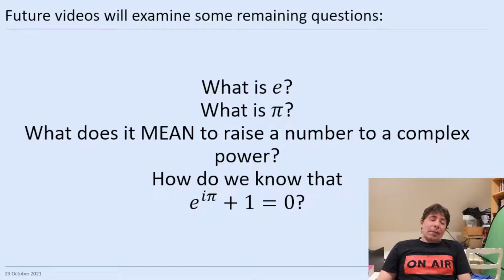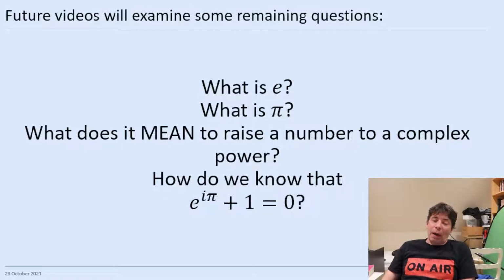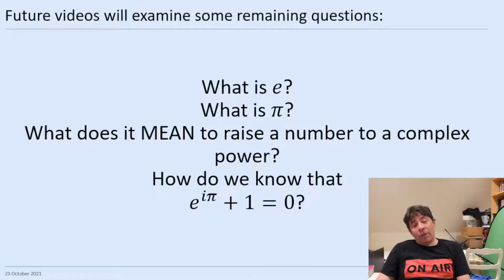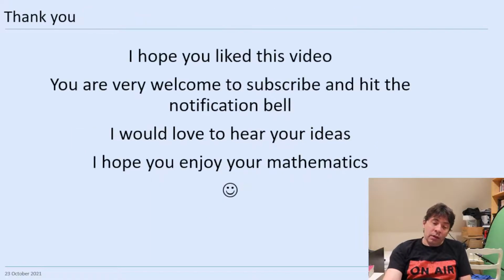But future videos will examine some remaining questions with all of this, which is what is e? What is pi? Spoiler alert, it's the ratio of the circumference of a circle divided by the diameter. But still, we can talk more about pi and construct an infinite series to calculate it. And what does it mean to raise a number to a complex power? I mean, we found a way to do this, but still, what does that mean? And we'll talk more about that, and more about the Argand diagram. And how do we know that e to the i pi plus 1 equals 0? How do we know that?